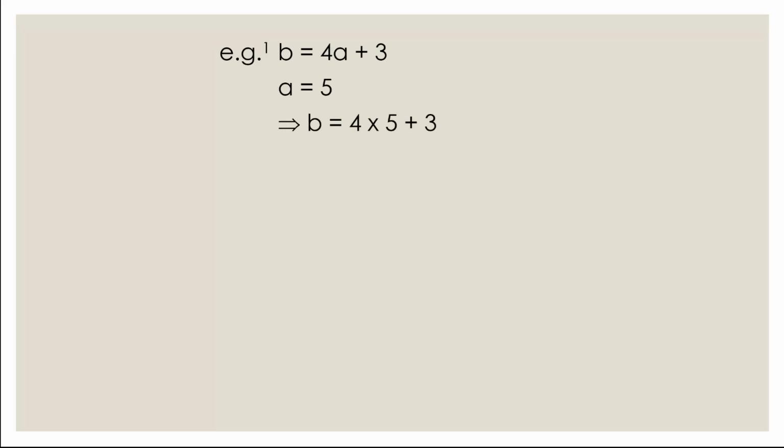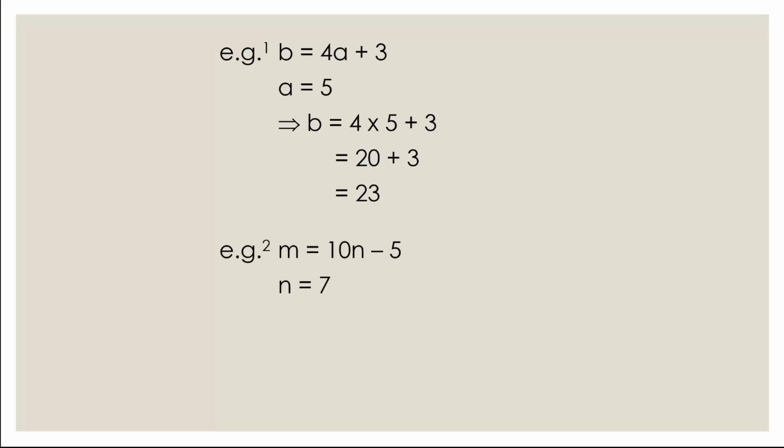Okay, so we've substituted in the value of a, we've put the 5 in there. We have to show the multiplication symbol now. So we've got 4 times 5, and of course BODMAS is our friend. We do the 4 times 5 first, so that will give us 20, and we still have that 3 to add on, and let's do that, and we come out with 23 as our answer for b. So with b equals 4a plus 3, if a equals 5, then we can solve for b, and b is 23.